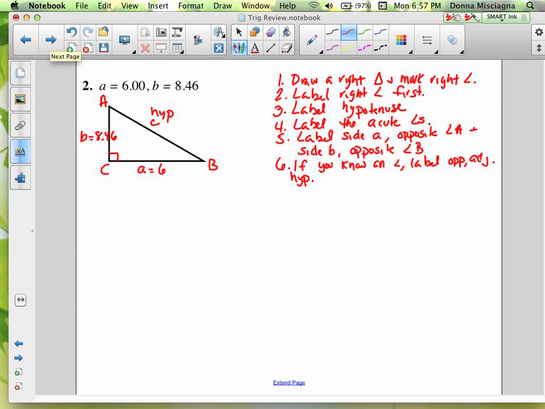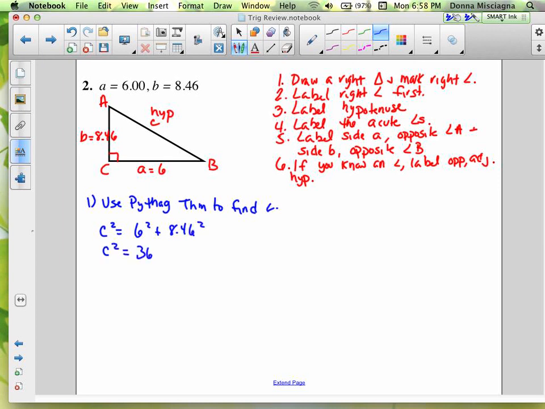So we have two sides in a right triangle, and we're looking for the third. What are we going to do? We're going to use the Pythagorean theorem to find C. We are not going to simplify this radical because we're going to end up with a decimal in the radical. If we end up with a decimal, we'll take a decimal approximation. So C squared is equal to the sum of the other two sides squared, so 6 squared plus 8.46 squared.